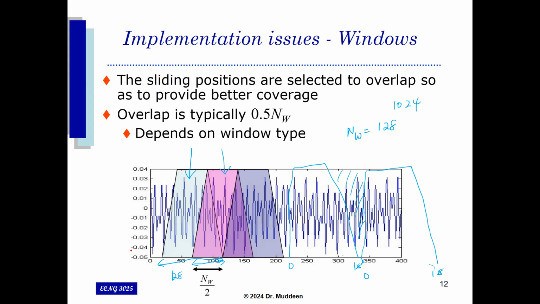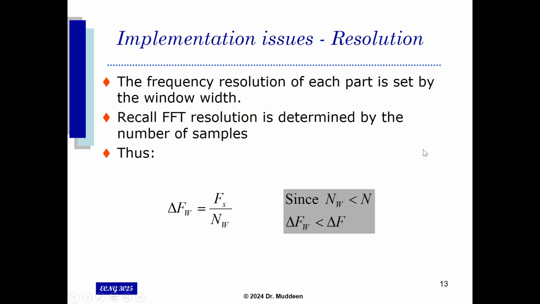Right? So what you try to do is that when you move the window from one position to another, you try to overlap. And by overlapping at least half the window width, you guarantee that you're not going to miss the data in between, right? So if NW is 128, you're going to overlap by at least half of that, all right? 64, at least 64 samples.